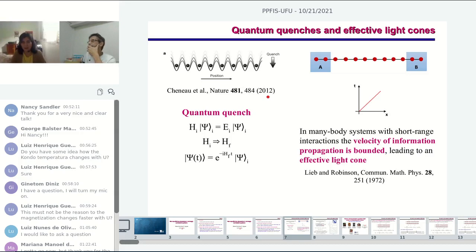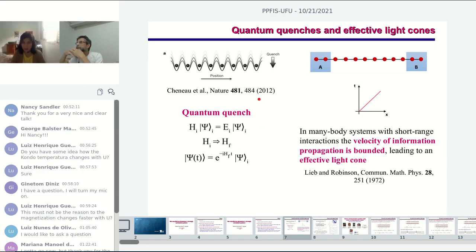Okay, so I want to define what a quantum quench is. Initially we prepare the system in a given eigenstate of an initial Hamiltonian, and then suddenly we change the Hamiltonian and look at how the system evolves with time with this new Hamiltonian. So the quench is that we change some parameters in the Hamiltonian, and then the initial state is not an eigenstate of the final Hamiltonian.